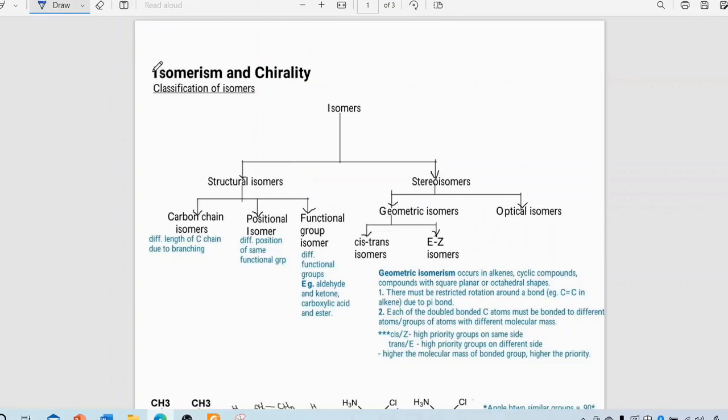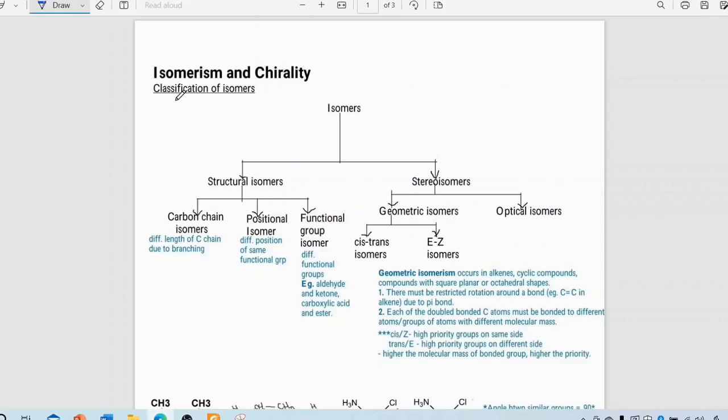So isomerism and chirality. No introduction needed for isomerism. We already know what isomers and isomerism are from our GCSE and AS level, but chirality is something that we may not necessarily know about. So this stuff, we will read about in this video.